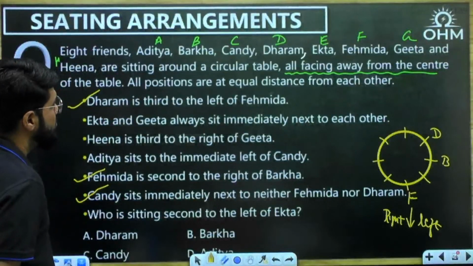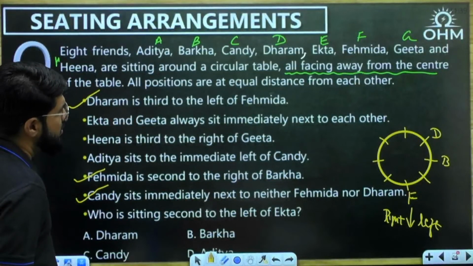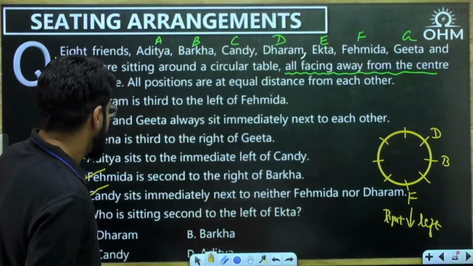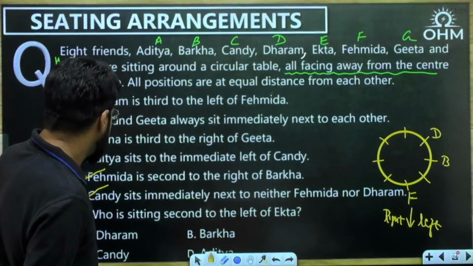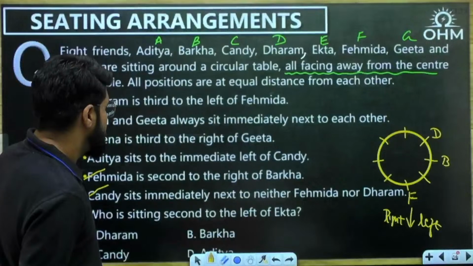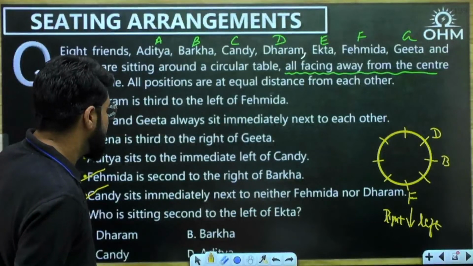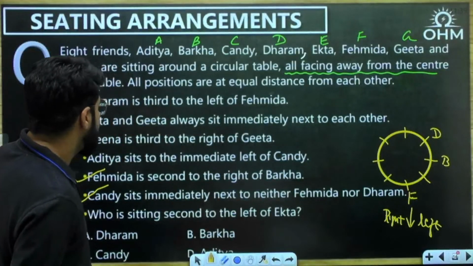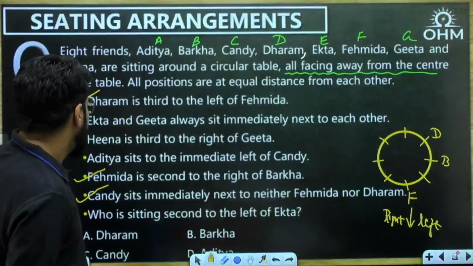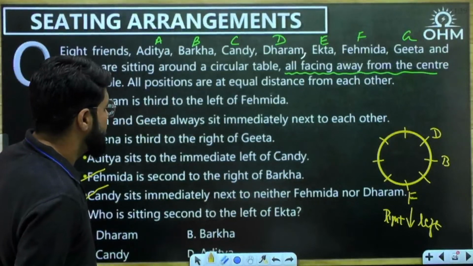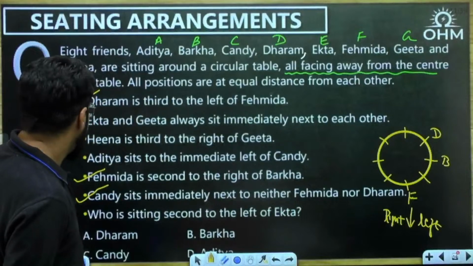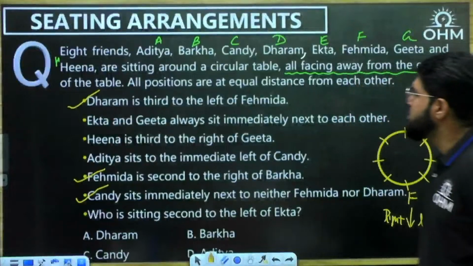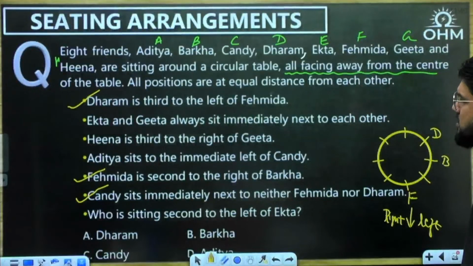Dharam is immediately third to the left of Fahimda. Correct. Fahimda is second to the right of Barkha. This is also placed correctly. Candy is immediately next to neither Fahimda nor Dharam. Okay, Aditya is immediately left of Candy. Hina is third to the right of Geeta. Ekta and Geeta sit together. Hina is third to the right of Geeta. No, something is not correct with the question, 100%. I'll recheck the data. All positions are at equal distance.